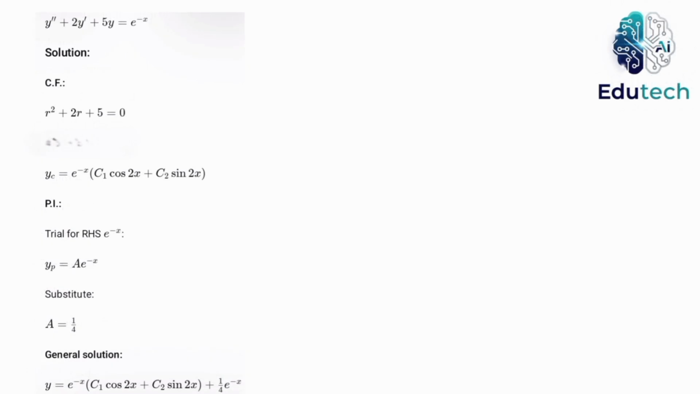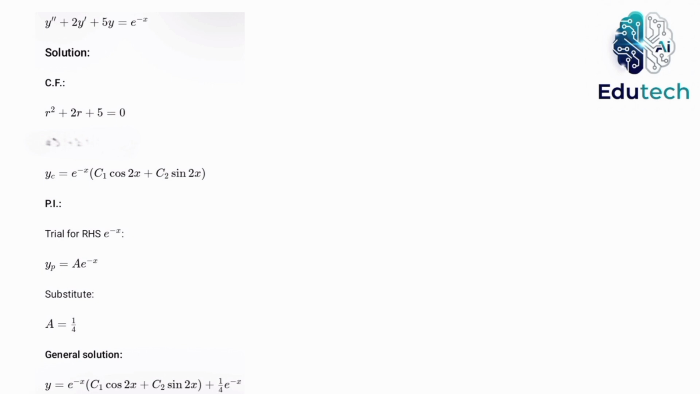Solve y'' + 2y' + 5y = e^(-x). For the CF, the auxiliary equation is r² + 2r + 5 = 0. yc = e^(-x)(c1 cos 2x + c2 sin 2x). For the PI, the trial for the RHS e^(-x) is yp = a e^(-x). Then substituting, a = 1/4. Therefore, the solution is y = e^(-x)(c1 cos 2x + c2 sin 2x) + (1/4) e^(-x).